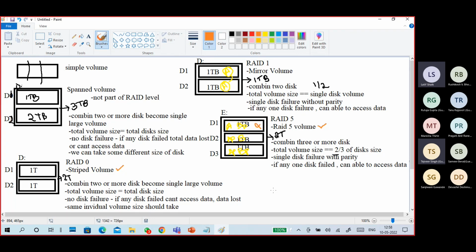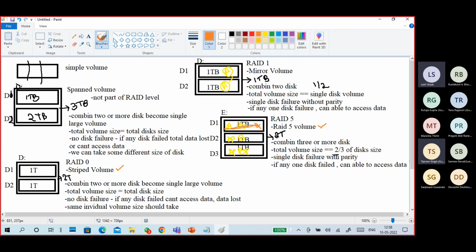So whatever it is, a compressed format of your data. Not exactly compressed, okay. But whatever the data is written into a disk, any of the three disks, the data's parity bit is stored in the other disk. The advantage is, if a disk fails, we are still able to access data. You replace the faulty disk with a new disk.